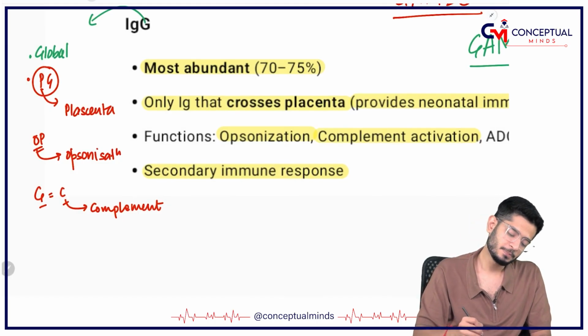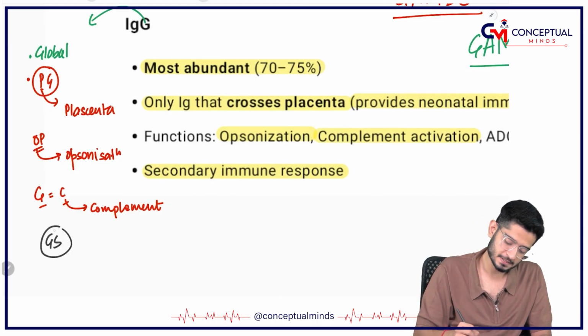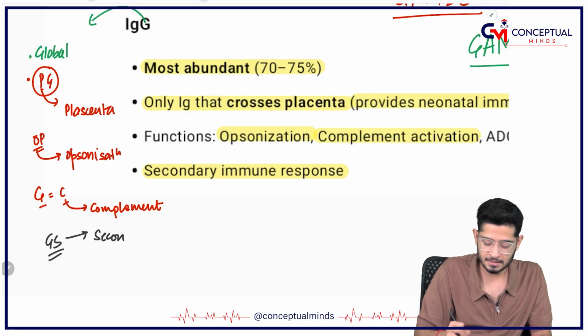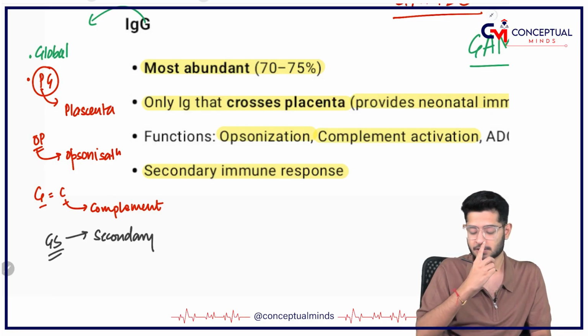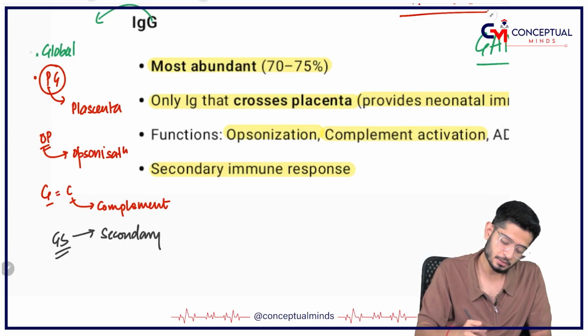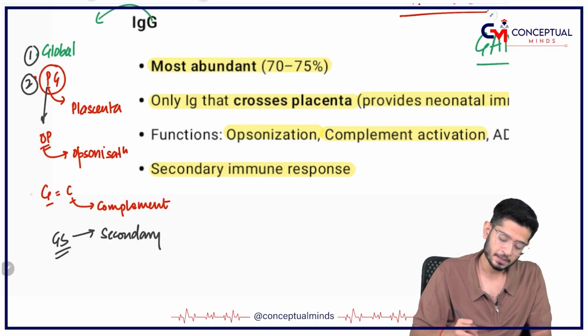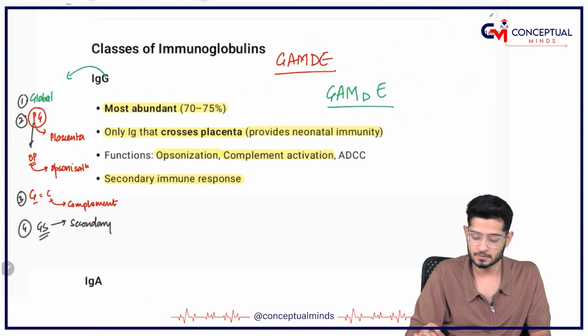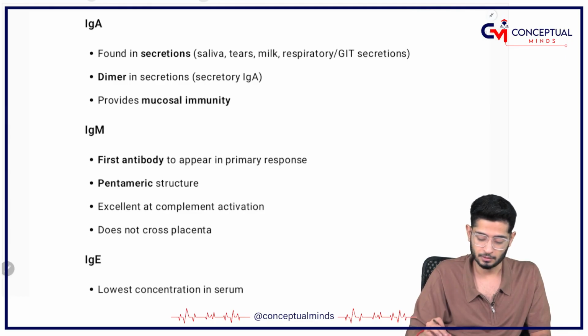Some people are also the GSs of your student council, right, general secretaries. So, GS means S for secondary immune response. You have to remember very simple things: first of all, G is global; second, PG, now O is close to P; third, G and C look very similar; fourth, the GSs of your student councils. So, these are the 4 things you have to remember.